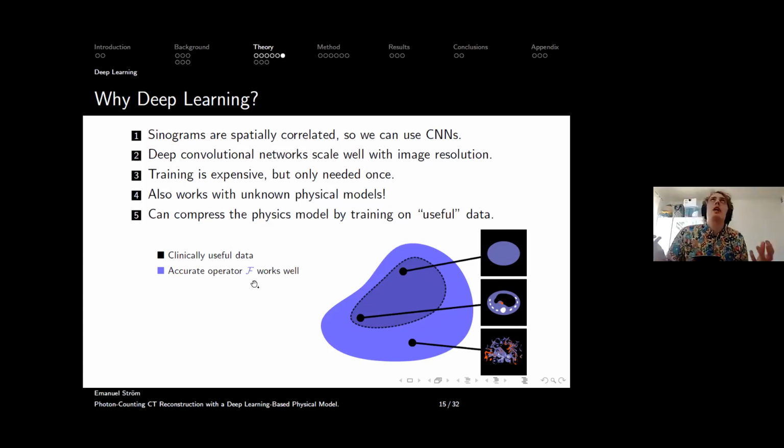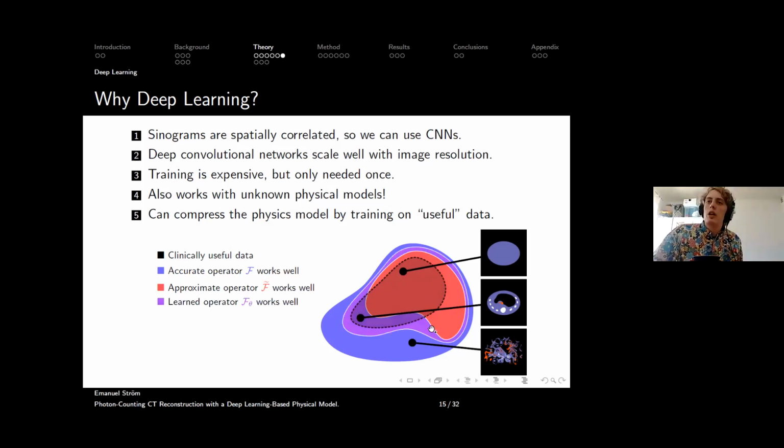The idea of the accurate operator is that it works for all of the clinically useful data, but it also works for a lot of the data that we're never going to expect to see. On the other hand, this approximate forward operator works well for a limited amount of the clinically useful data. So there are a lot of data points here that are not sufficiently well modeled by the approximate forward operator.